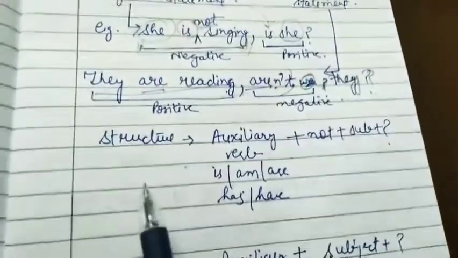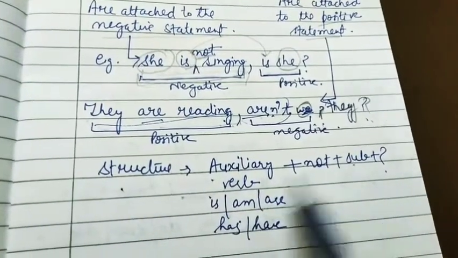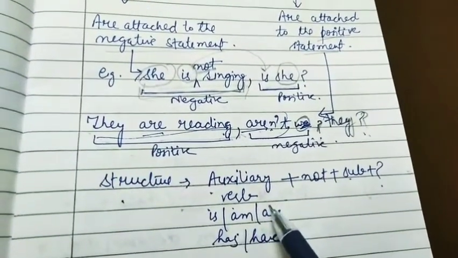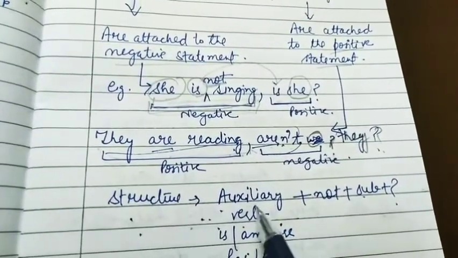Now here, what is the structure? So this is the format. Like in tenses we write the format for the tenses, the same way here we have the structure. Now see the auxiliary verb.